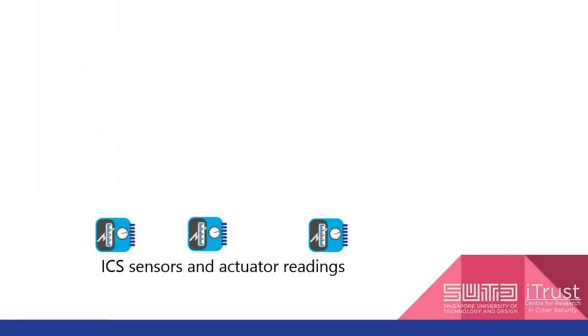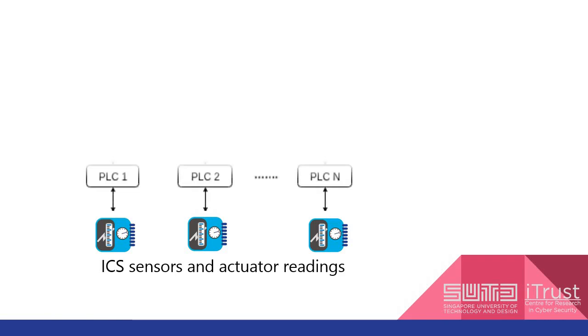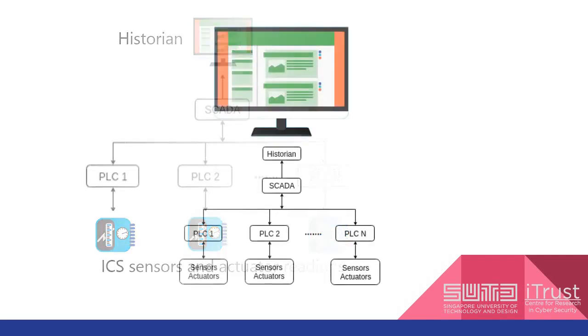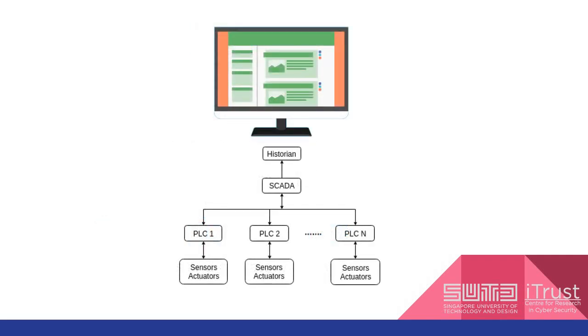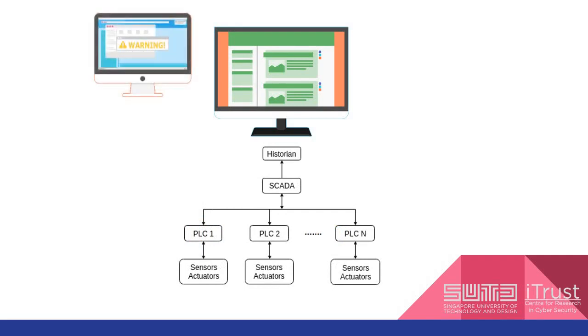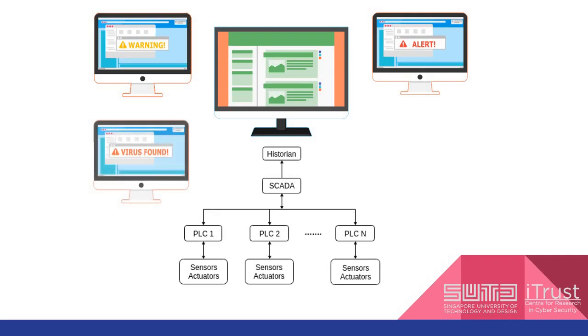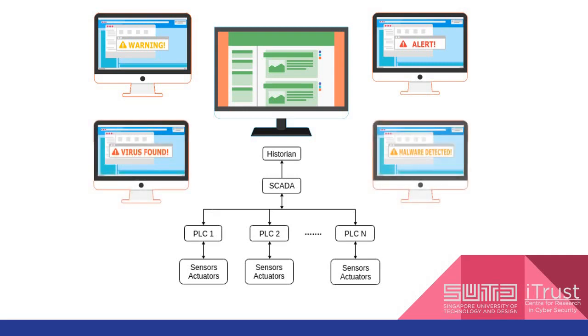In a typical ICS, operational data from sensors and actuators is stored in the historian as records and for future analysis. However, there are several ways that the data can be used for malicious purposes. This can be via a cyber attack, unauthorized access by a disgruntled employee, a virus, or a malware, which can cause the ICS to malfunction.